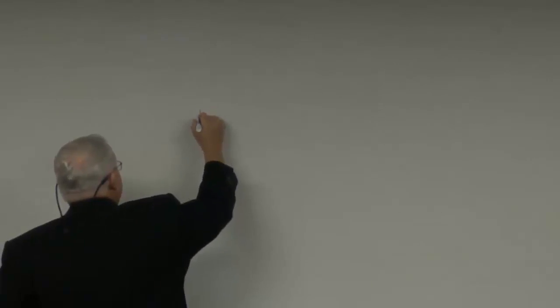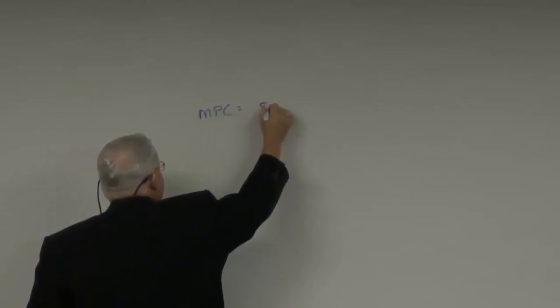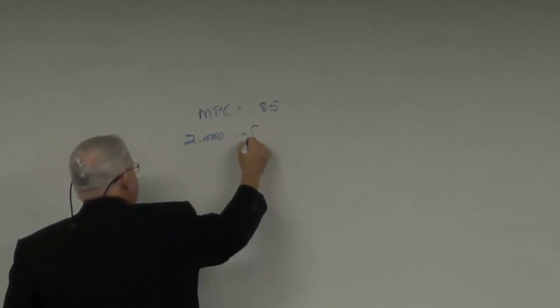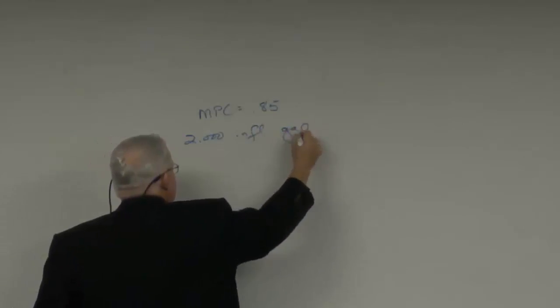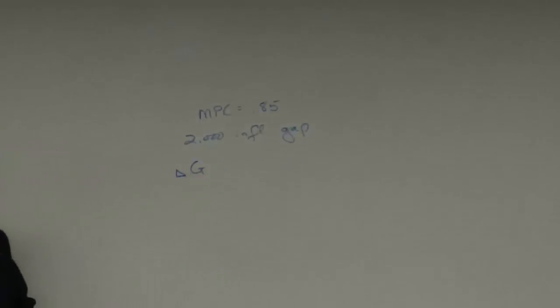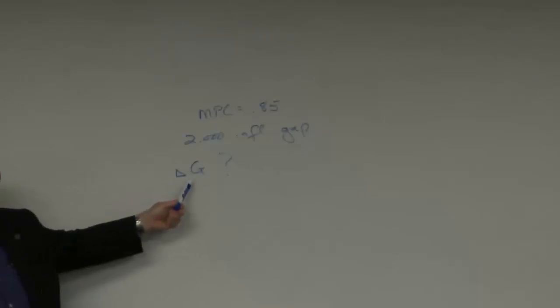So for example, if they come along and say, we have an economy with an MPC of 0.85, and we have a $2,000 inflationary gap. How much do we need to change government spending to move the economy to full employment without inflation? And that's all they tell you. How would you solve that? With the taxes? This wants to know how much would you change government spending.